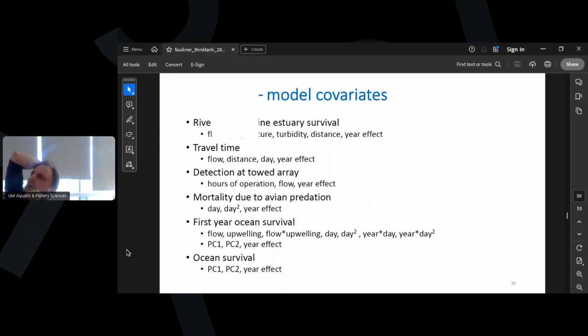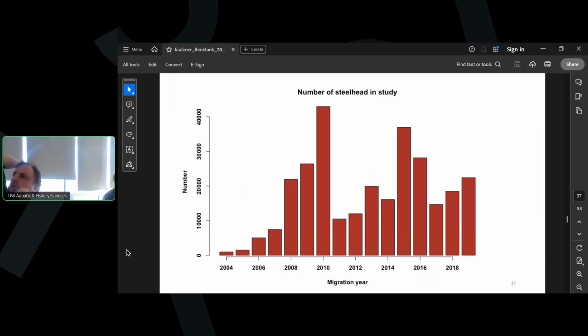Okay. So I'm going to show a couple slides here of data. This is the number of fish at Bonneville or the trawl in each one of these years. There were around 1,000 in 2004 and 2005, and then it's a lot more because detection improved at Bonneville, I think. It's been variable across the years, with 2010 at like 45,000 fish. So there's a fair number in some years.